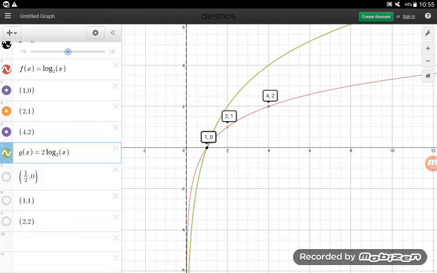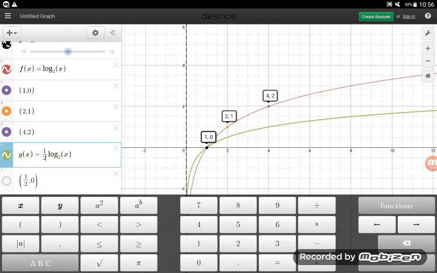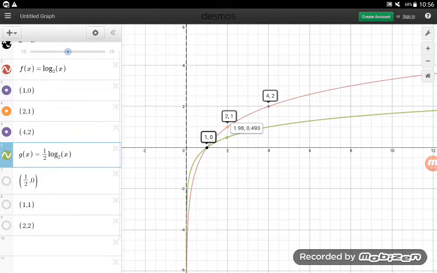So that's vertical stretch, and vertical compression would be, let's say, 1/2. So now the graph becomes shorter. The point 2, 1 will now be at 2 and 0.5. So the y coordinate is multiplied by half. This point 4, 2 is now going to be at 4, 1. The point 1, 0, since the y coordinate is 0, does not get affected.